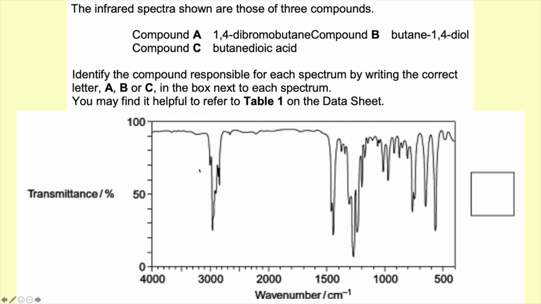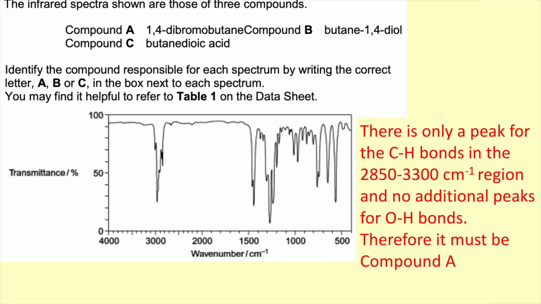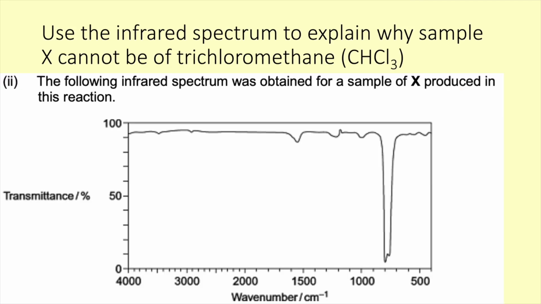So by process of elimination, we have this one at the end, and already you can see there's no C double bond O, there's no OH alcohol, there is no OH acid, and we can now actually see that unobstructed CH peak around that 3,000 region. So there is only that CH bond peak in that region, there's no additional peaks for any OH bonds, and therefore it's 1,4-dibromobutane for compound A.